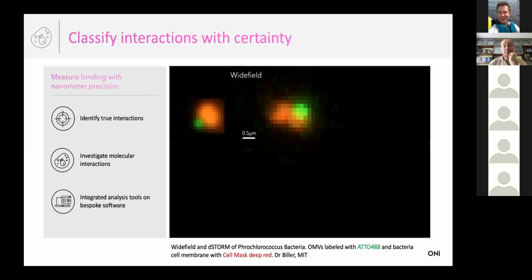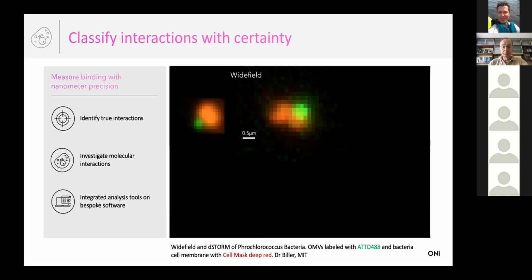Now, the power of SuperRes really shines through when it comes to things like identifying interactions. And in this case, we're looking at a wide field image of the Prochlorococcus bacteria, which has been labeled with a CellMask Deep Red to visualize the membrane.